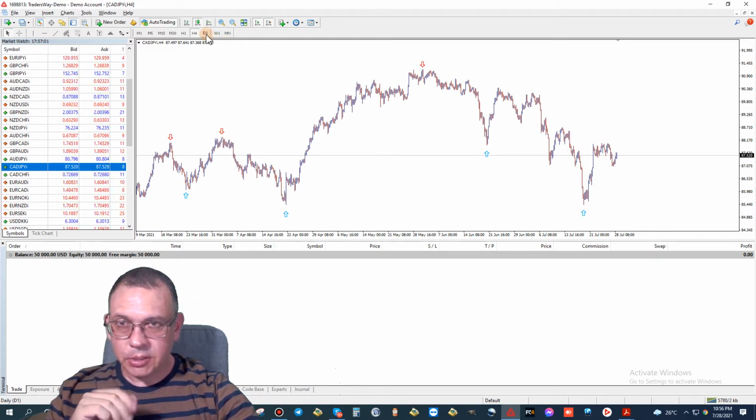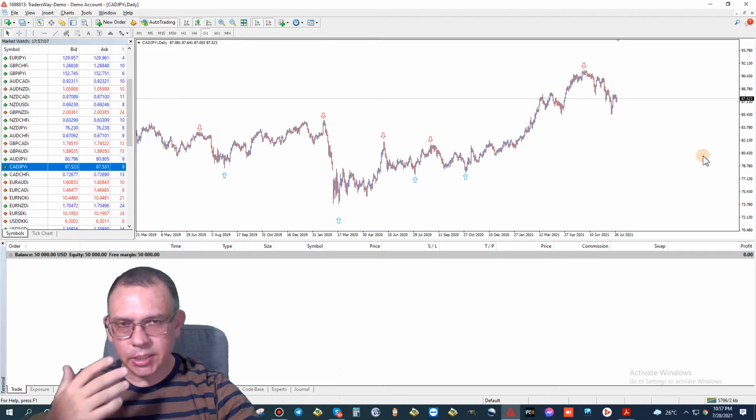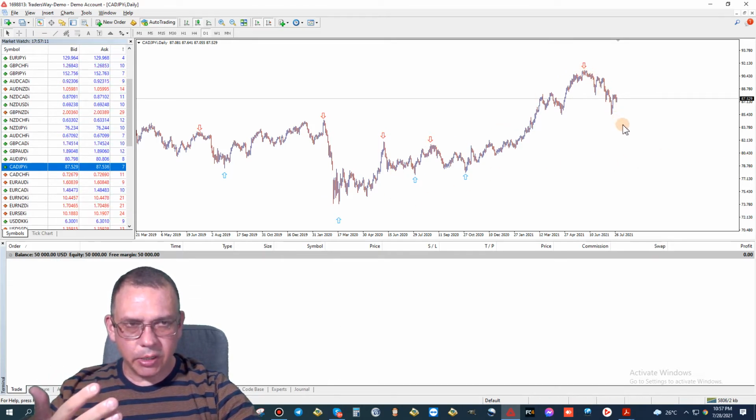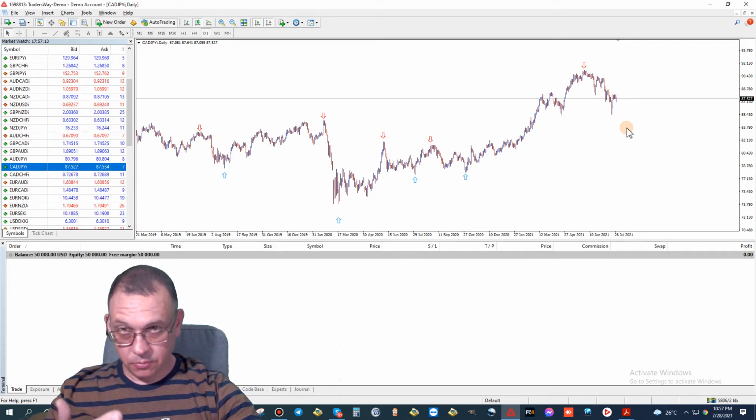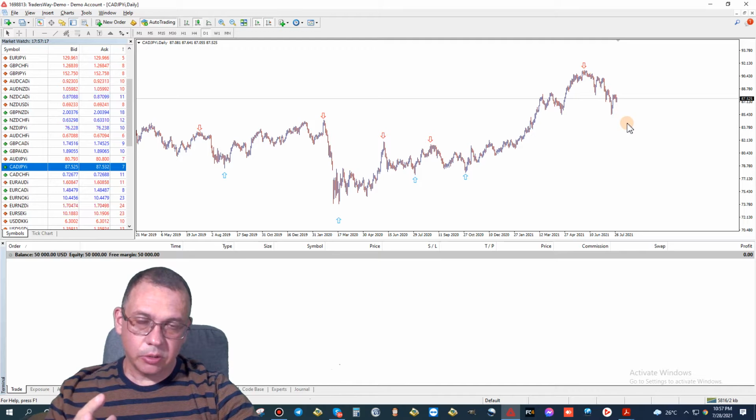Just based on my personal experience. Now let's look at the daily chart and get an idea of the bigger picture here. Again, we see the price has been going up. Now we got a red arrow and the price is coming down. So, like I said earlier, the price in the coming weeks should be going down.